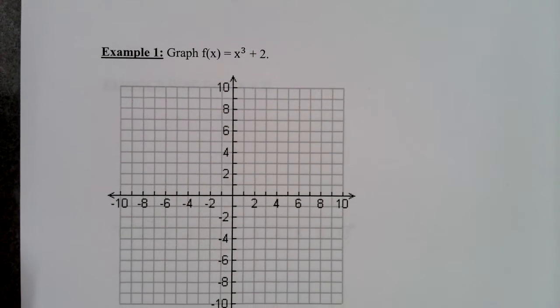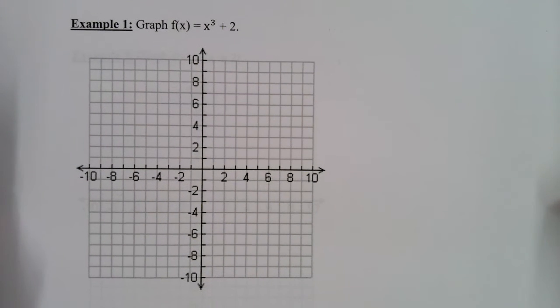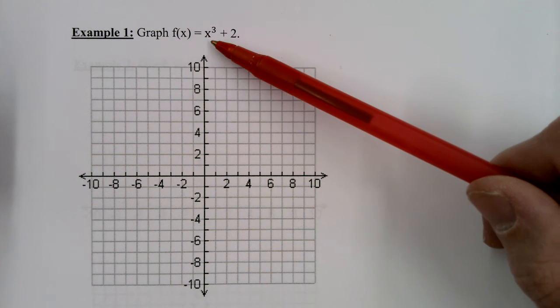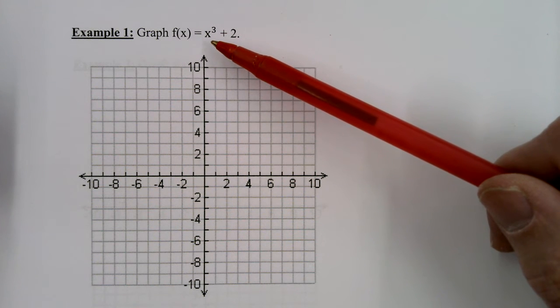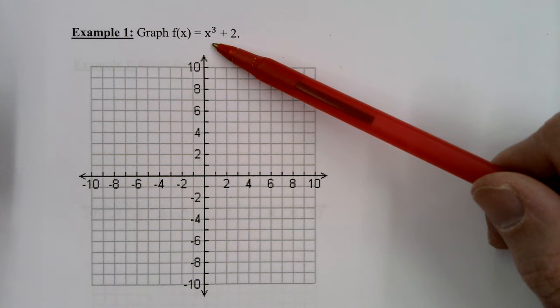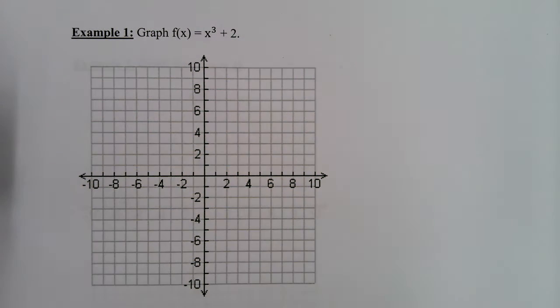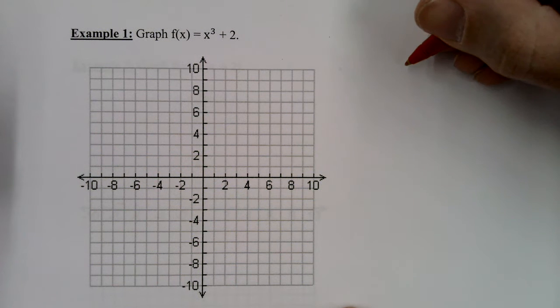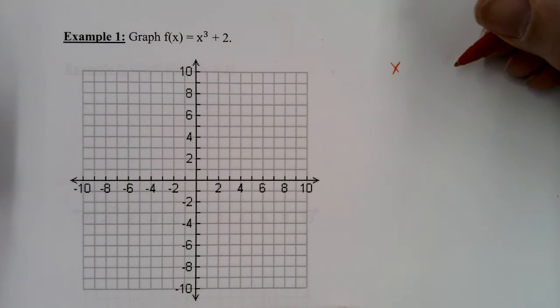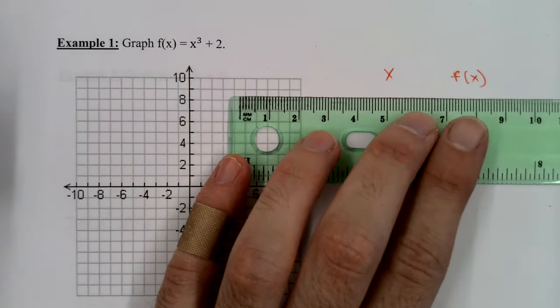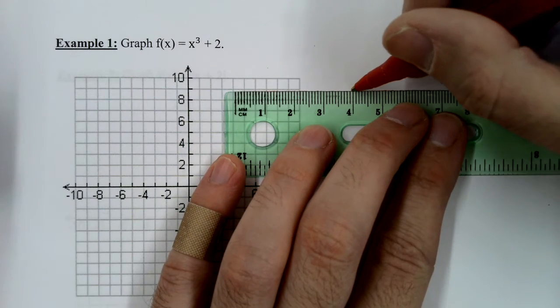Let's graph f of x equals x cubed plus 2. Hopefully you remember about what the basic shape for x cubed looks like from the cubic parent function from the previous lesson. So this is going to be the parent function shifted up 2 units. There are 2 ways you could do this: graph the parent function, take each point and shift it up 2, or make a table. I'm going to make a table for this one.